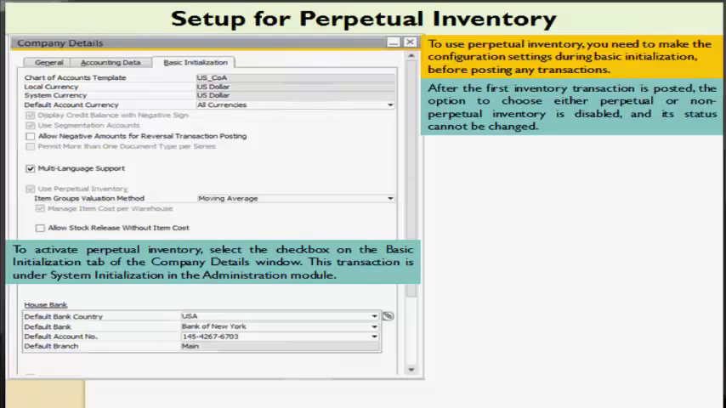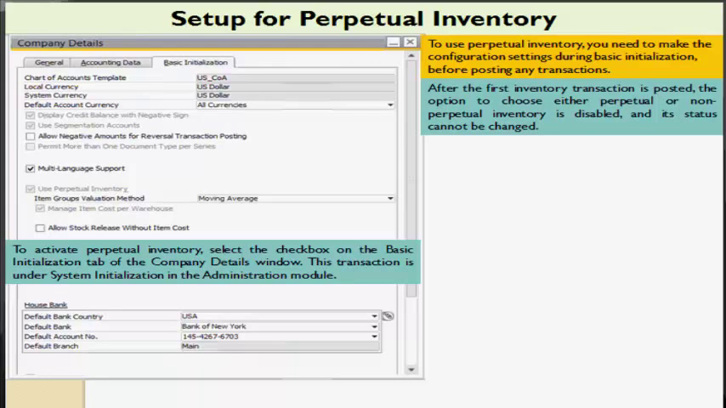Let us continue and understand the setup for perpetual inventory. If you choose to use perpetual inventory, you need to make the configuration settings during the basic initialization before posting any transaction. To activate perpetual inventory, you can select the checkbox on the basic initialization tab of the company details window, which you will find under system initialization in the administration module. You can then select a default valuation method for your company. This default will be used whenever you create a new item group. You can of course change the default in the item group or any item assigned to the item group.